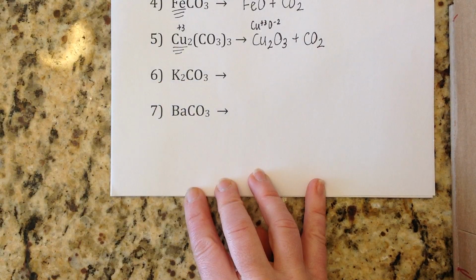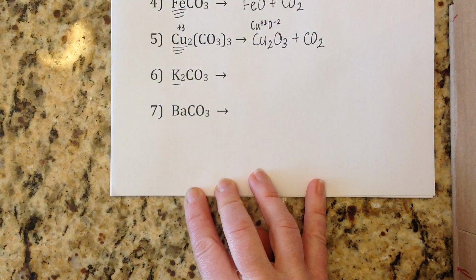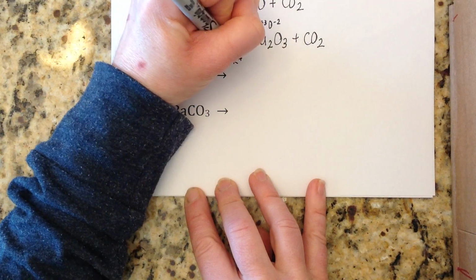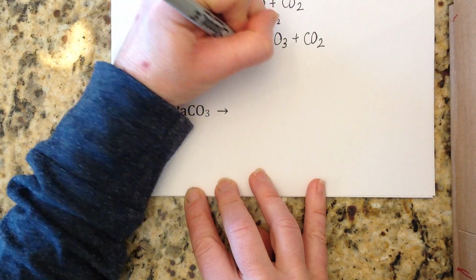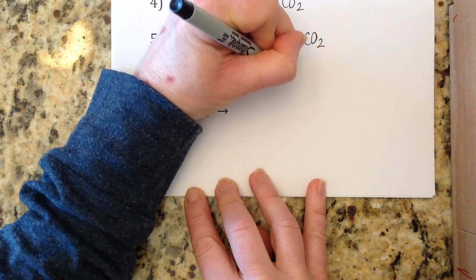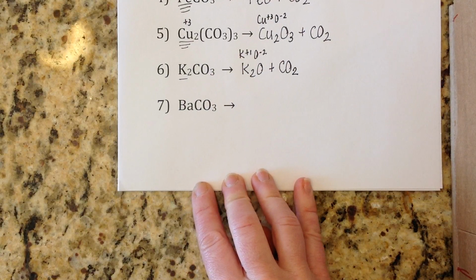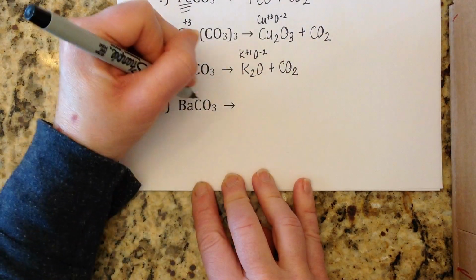Potassium carbonate. I'm going to crisscross this metal with oxygen. Potassium has a +1. Oxygen is a -2. That is K2O plus CO2. And the last one, barium carbonate.